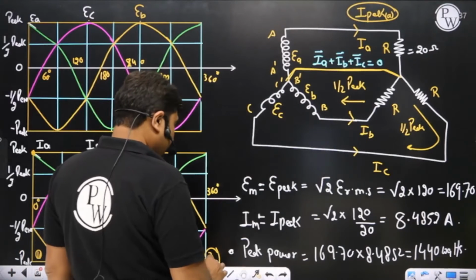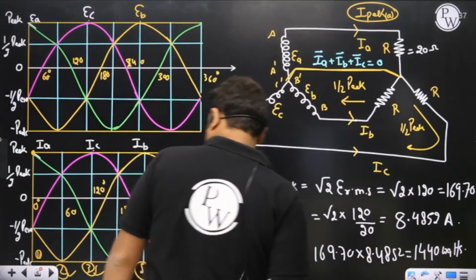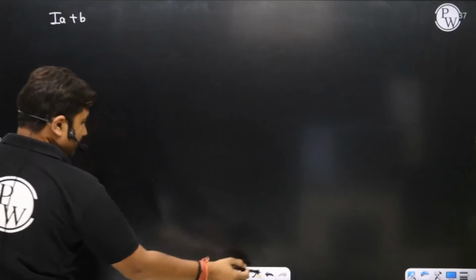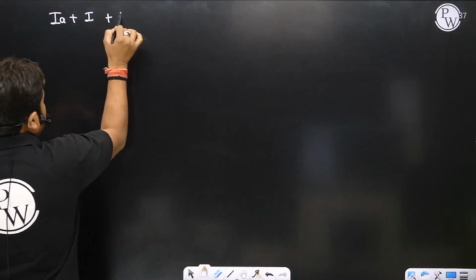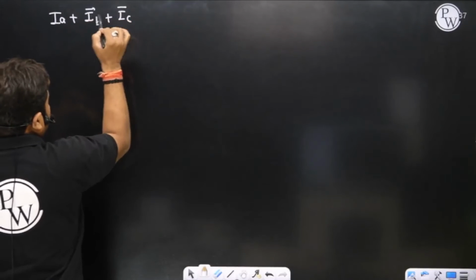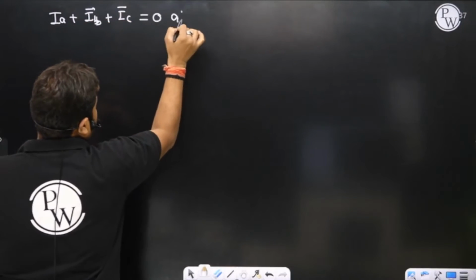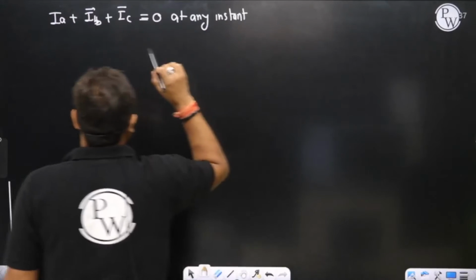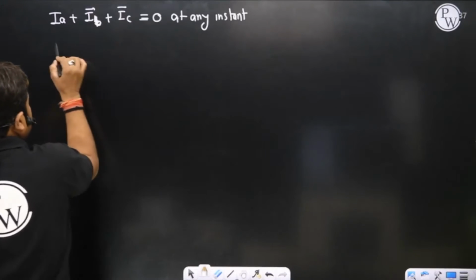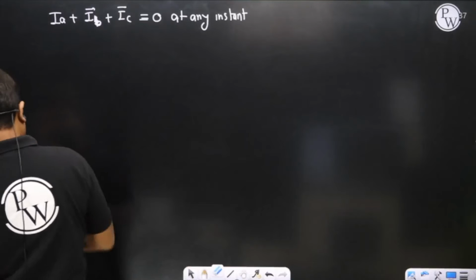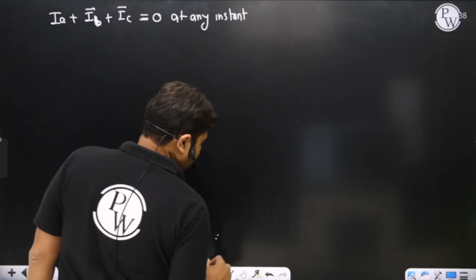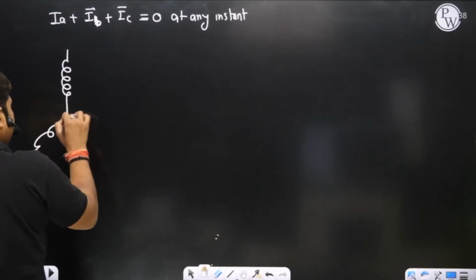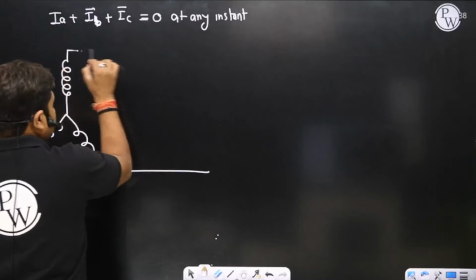Is it okay? So let me show you here again. Now, please observe, IA plus IB plus IC is equal to 0 at any instant. Yes, sir. So since IA plus IB plus IC is equal to 0 at any instant, you can say, sir, we may neglect the neutral link, and the electrical model can be represented directly in this format.